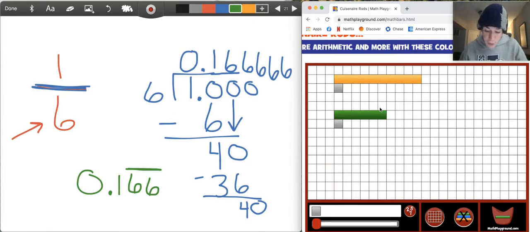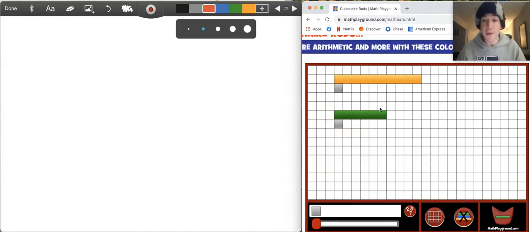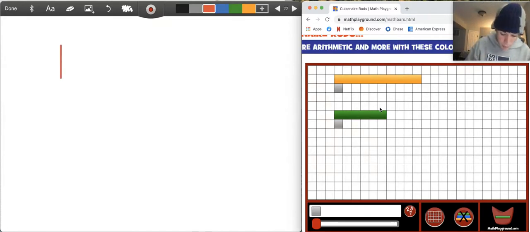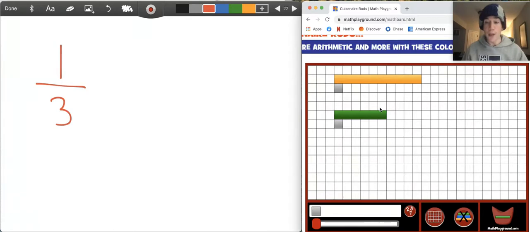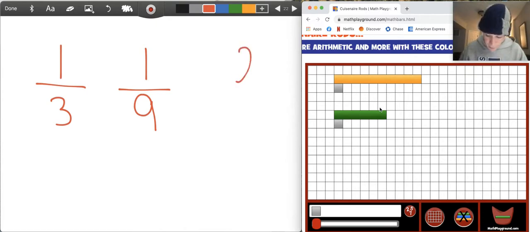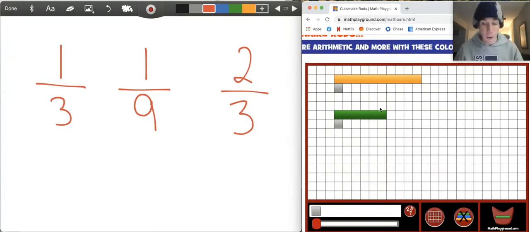Now, we could do this with all sorts of different decimals. We could do it with 1/3. We already did 1/6. We could try 1/9, and you could even do it if the numerator is something different, for example 2/3. Try to see if you can make this work for some of these fractions: 1/3, 1/9, and 2/3, and see if you are able to divide a fraction out to find its decimal equivalent.